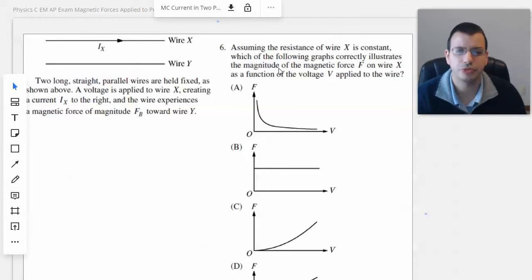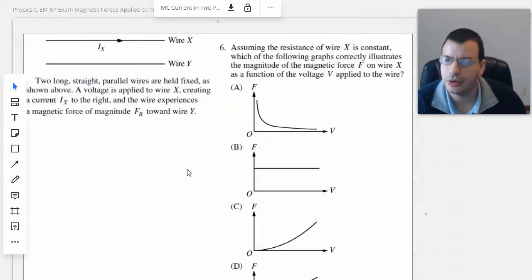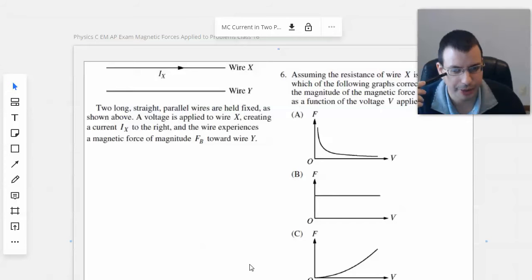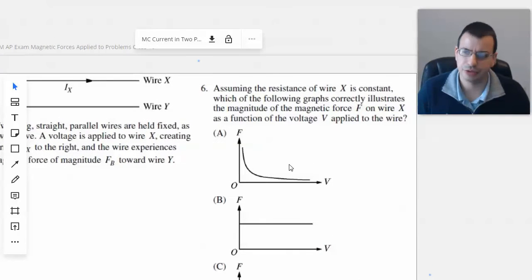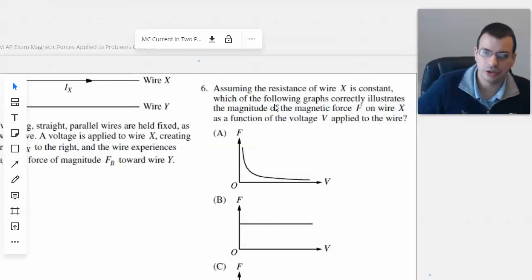Y. Assuming the resistance of wire X is constant, which of the following graphs correctly illustrates the magnitude of the magnetic force F on wire X as a function of voltage V applied to the wire? Okay, so I'm suspecting there's a current going through wire Y. We're just not told about it. And so there's some mystery magnitude current on Y, because otherwise there wouldn't be a force between the two. So, well, mostly.